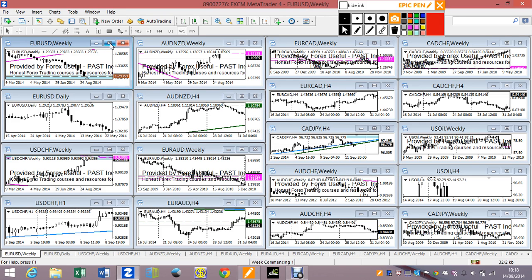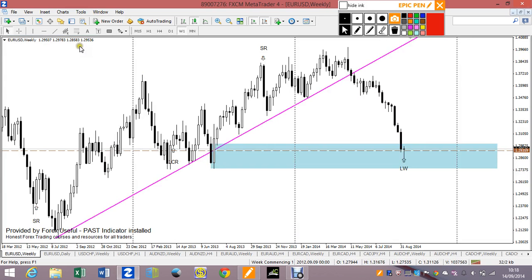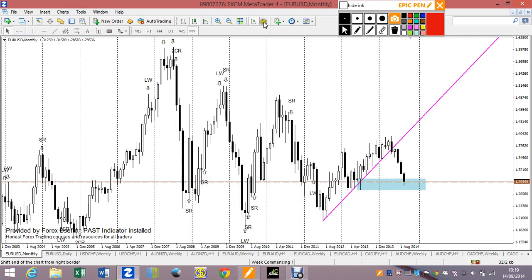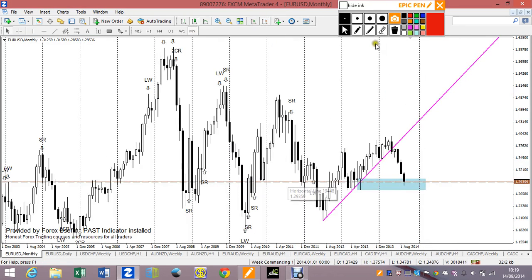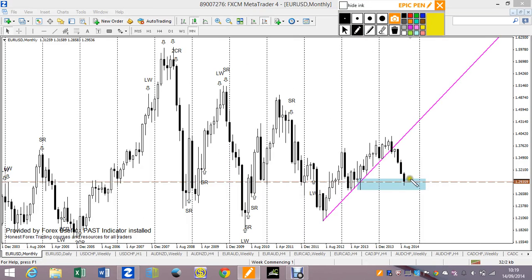So start with the Euro dollar. It's the weekly chart here. Quick glance at the monthly. You can see this dotted brown line running along here shows some nice support in here, here, here, here, here, here, over here. It's a strong level, and we're reacting to it on the monthly.